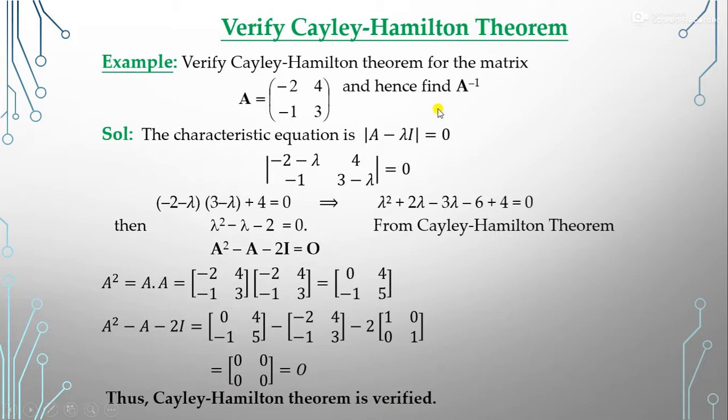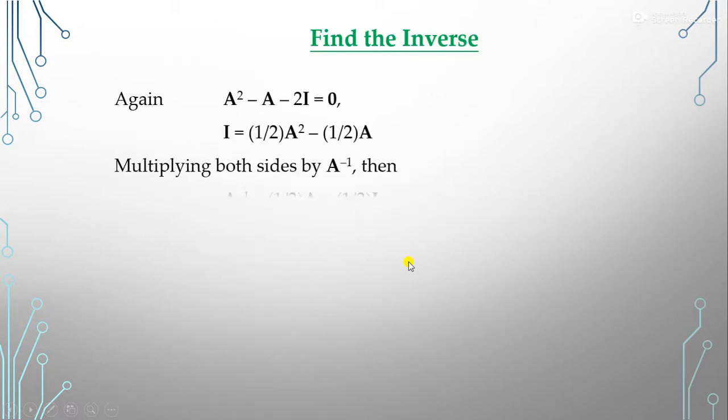Now the next point is to find the A inverse. So how do we find the A inverse? By the Cayley-Hamilton theorem, we can find the A inverse with the help of this, not our earlier method. So remember this: if you have this type of question, where you have to find the A inverse, always find it by this expression, not your usual method. So now let's do it, how to find the inverse.